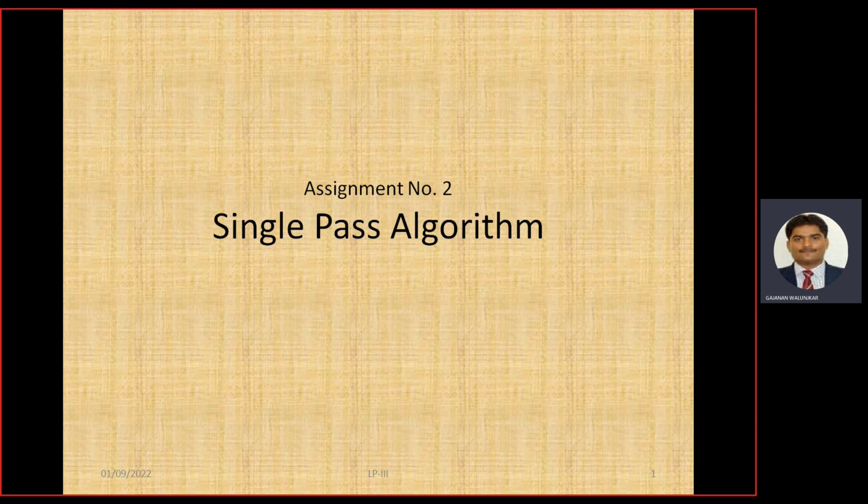Today we'll see assignment number 2, related to the single pass algorithm. So, implementation of the single pass algorithm for clustering. You can implement this in C++ or Java. The objective of this assignment is to find internal representation for documents in a collection.